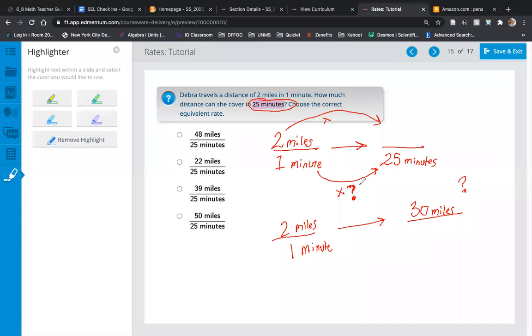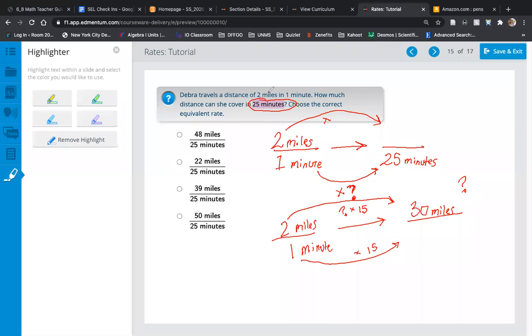So again, I think about using the ratio. What do I multiply 2 by to get to 30? And somebody let me know. Okay, 15. 2 times 15 would give you 30. So I'd multiply this ratio by 15. I need to do the same thing with the denominator. So I would take 1, multiply it by 15. So it's going to take 15 minutes, right? That's how we use ratios to answer questions like this.